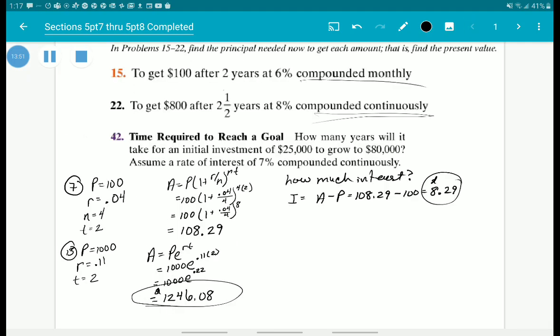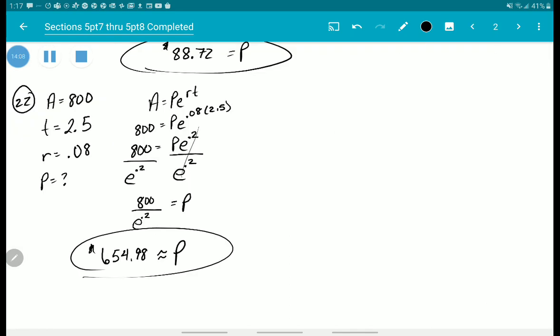Now, let's take a look at the next one, number 42. Now we're looking for time. How many years will it take for an initial investment of $25,000 to grow to $80,000? We're going to have an interest rate of 7%, and we're going to be compounded continuously. So let's talk about this one. This is number 42.